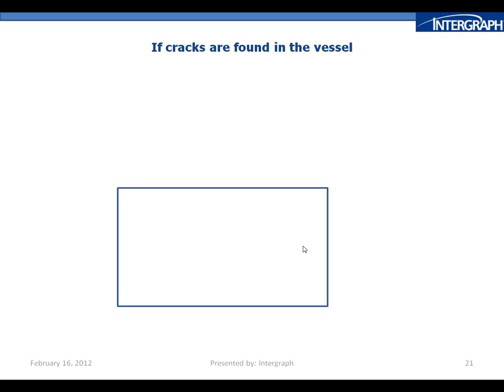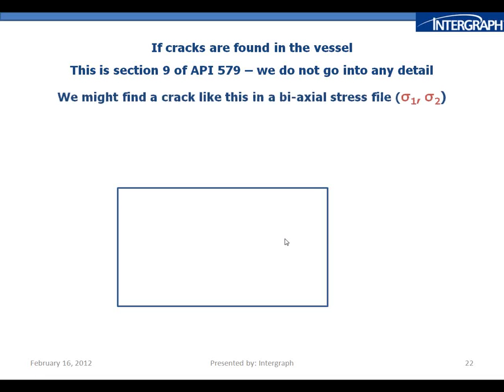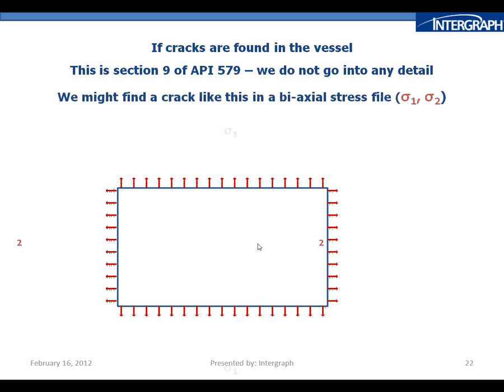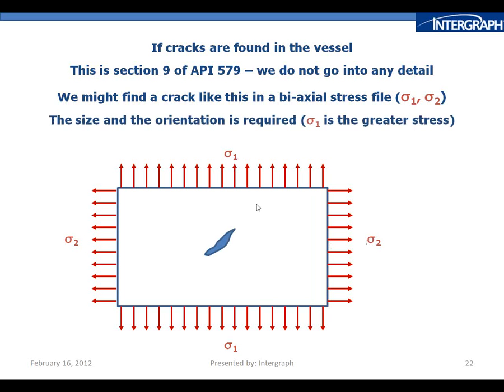And documentation. There may be cracks in the vessel. Now this is API section 9. We're not dealing with this in detail, but cracks have to be assessed. We might have this crack in a biaxial stress field. We might have stresses. This might be the longitudinal stress, okay, and this might be the hoop stress. We find a crack in a piece of metal, and there are various things we need to know about this crack.